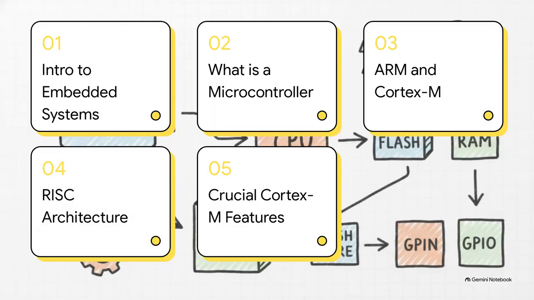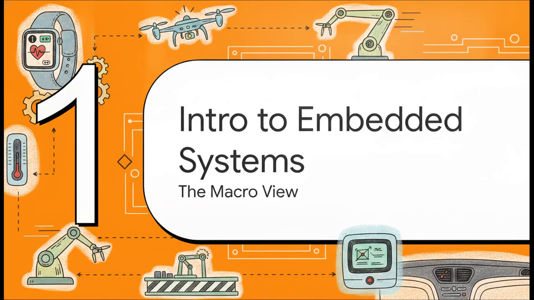First, we'll do an intro to embedded systems. Second, we'll answer what is a microcontroller. Third, decoding ARM and Cortex-M. Fourth, RISC architecture basics. And finally, fifth, we'll hit those crucial Cortex-M features. All right, Section 1, Intro to Embedded Systems.